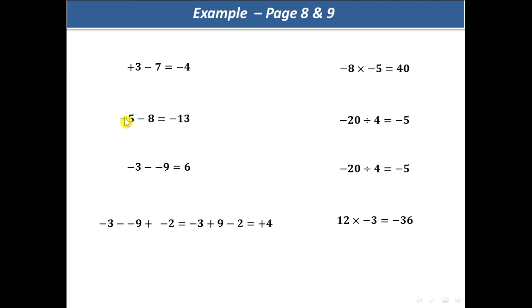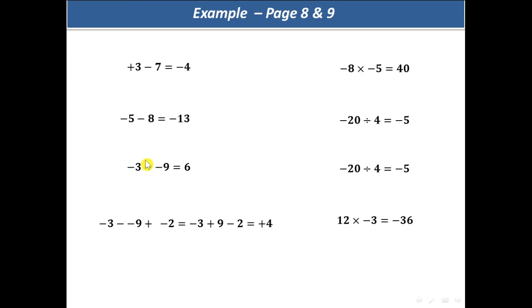Also when they are positive, positive 5, positive 8 equals positive 13, because both numbers are in the same direction. There is no number that cancels the other. They are both supportive to each other. So 5 plus 8 gives me 13.